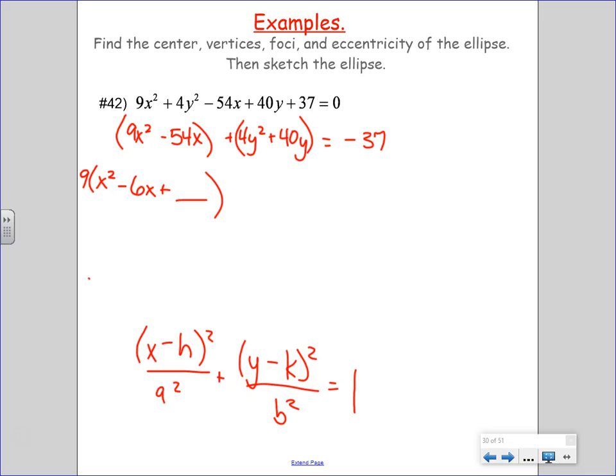Need a perfect square trinomial to get a square down here for x minus h squared. I don't know, that's a perfect square trinomial. That's just a square. What's shared between 4y squared and 40y? 4. I want the y squared term to stay. I want to complete that square.